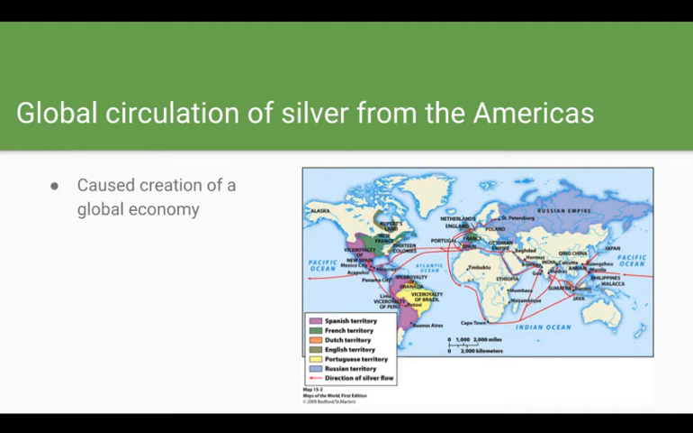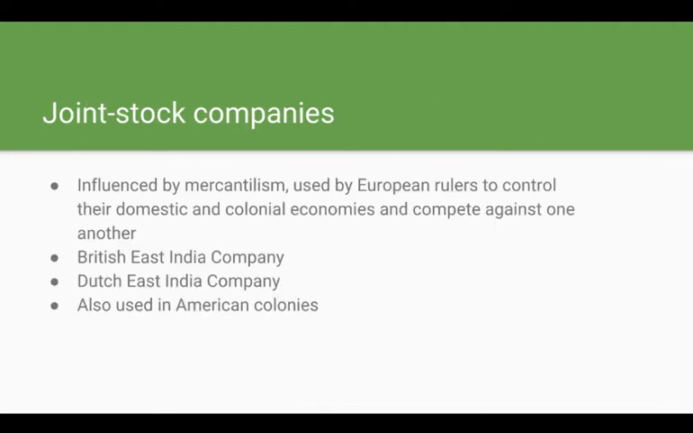And now we have the silver trade, which helped to create a global currency and facilitated global trade, shown on the routes here in red.